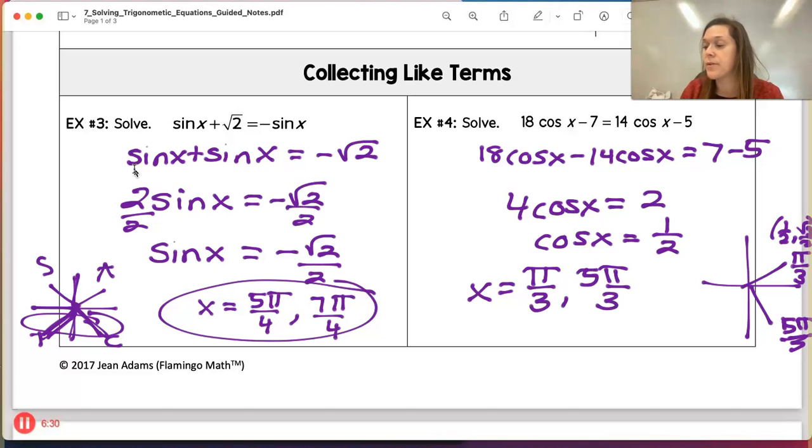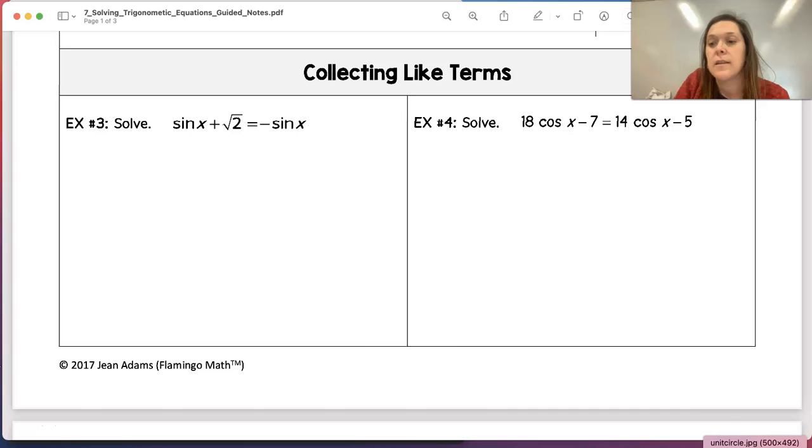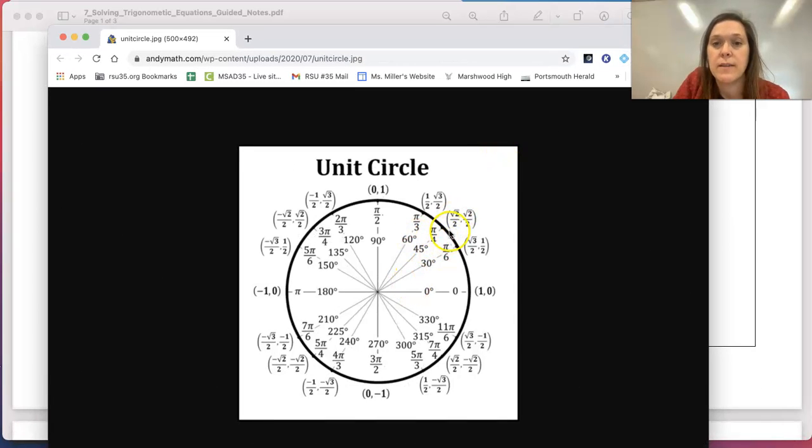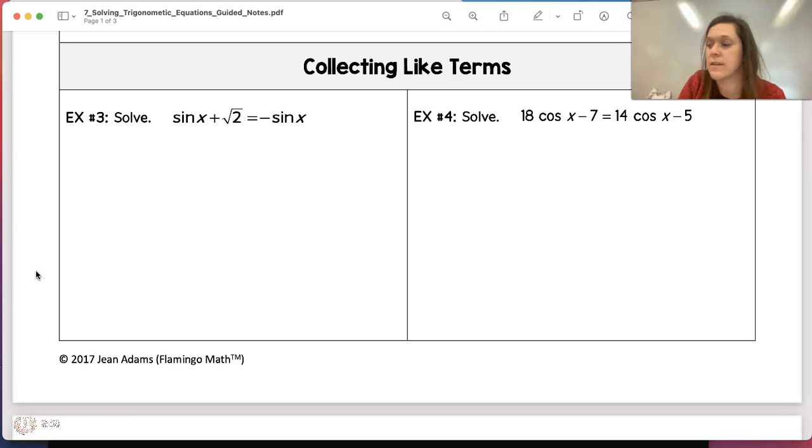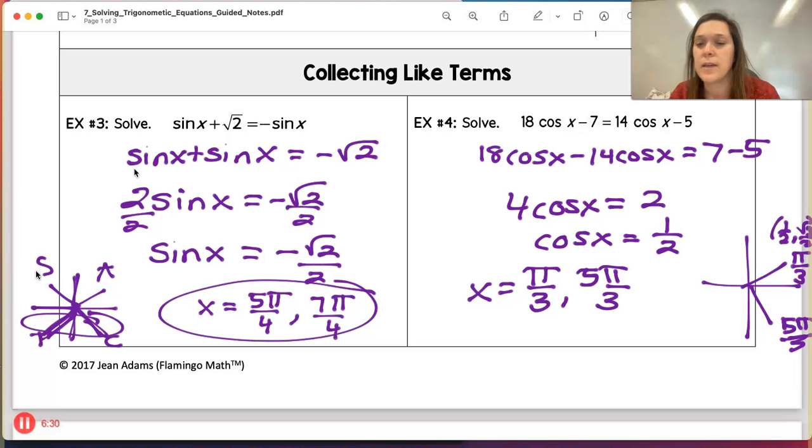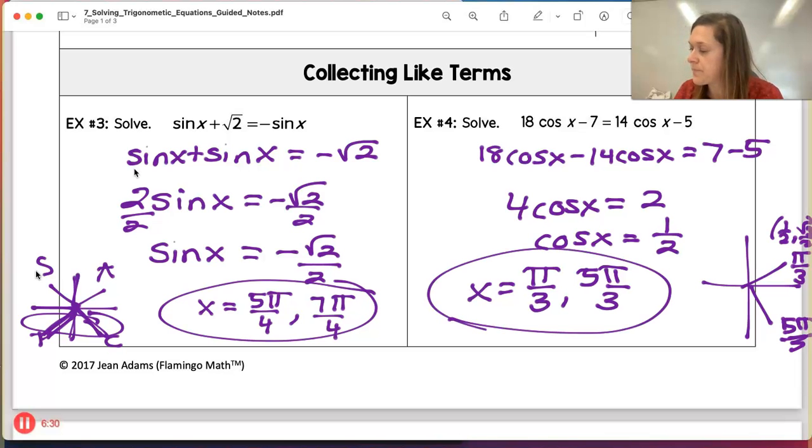If you had your unit circle handy, right here you could easily get that. So when is your cosine at 1/2? Pi over 3. 5 pi over 3, right? That makes it a lot easier just staring at your unit circle. Okay, so there are my answers for this one. Pi over 3 and 5 pi over 3. Again, we're just doing it for one rotation.